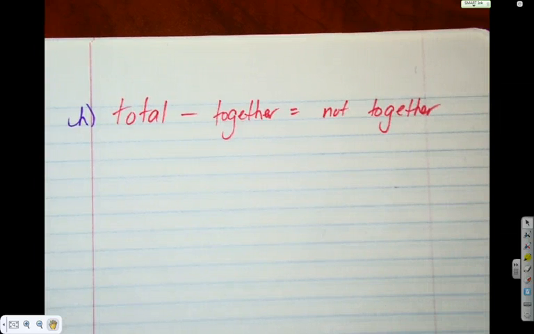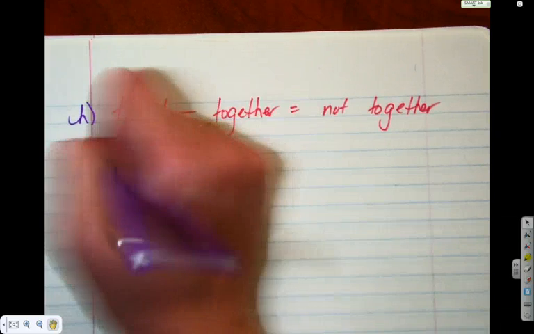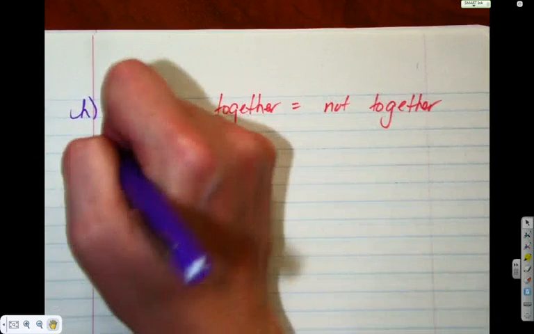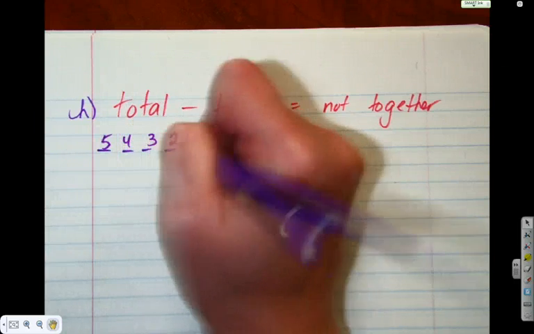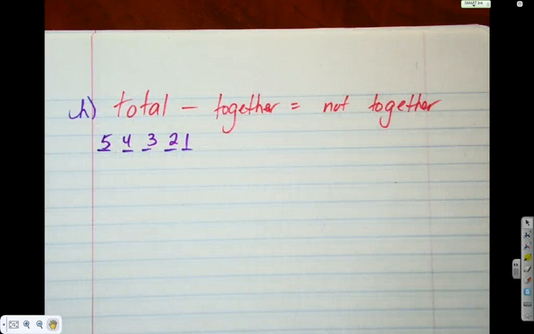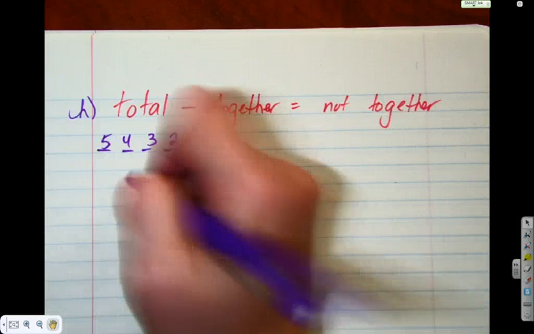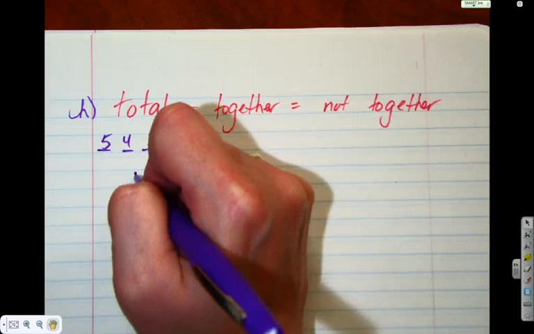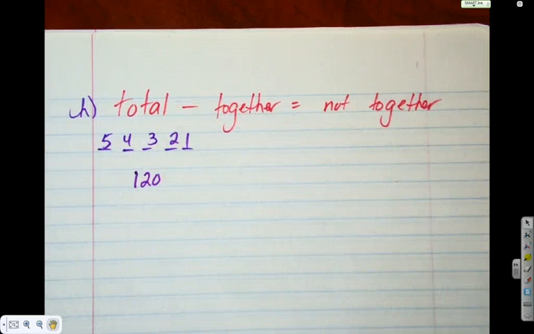The total means anyone sits anywhere, no restrictions, no one has to be first, last, together. So there were 5 people, 5 blanks. This is what we did in part A. And how many permutations did we say in part A? I heard a very weak 120.